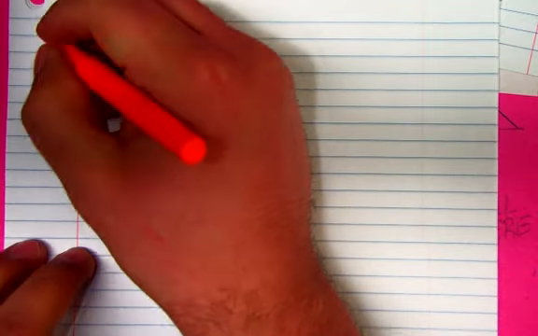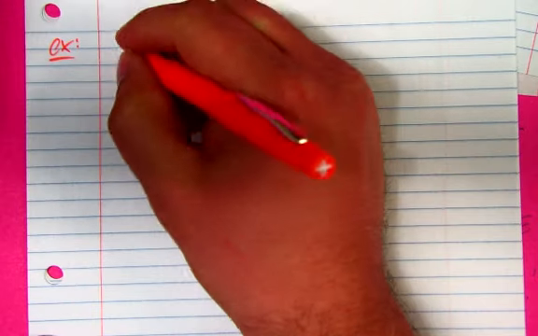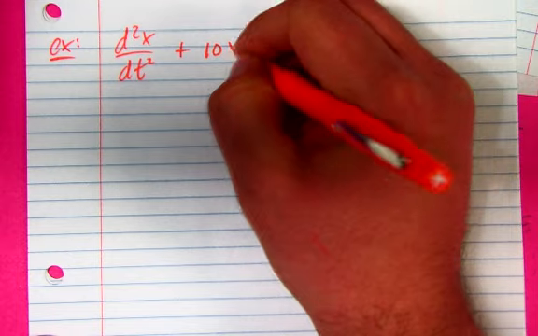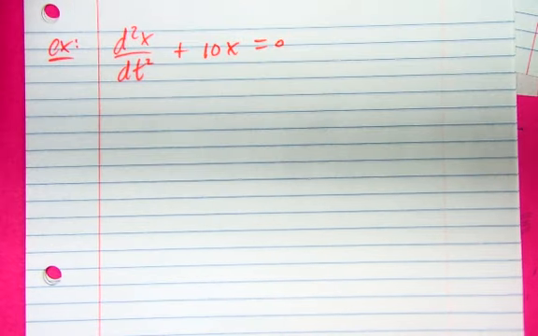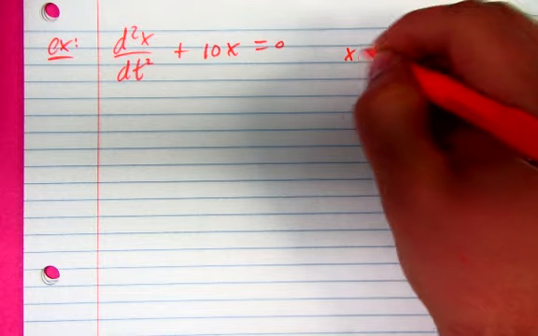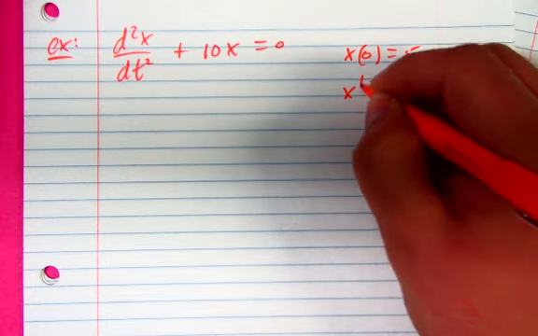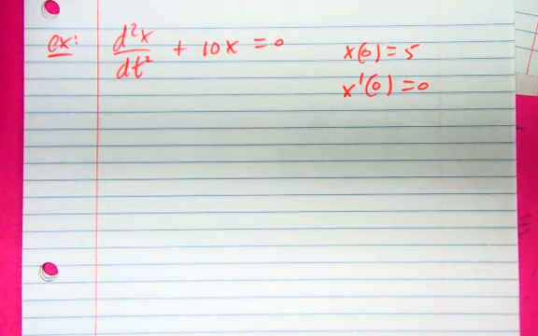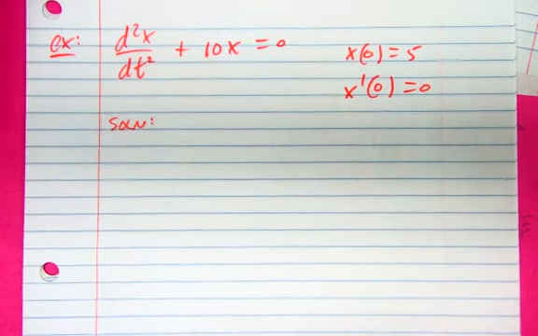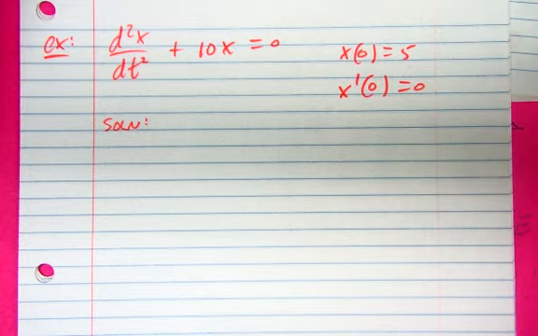So let's say, for instance, that we have d squared x over dt squared plus 10x equals 0, and let's say that x of 0 is 5, x prime of 0 is 0. What is the solution going to look like?